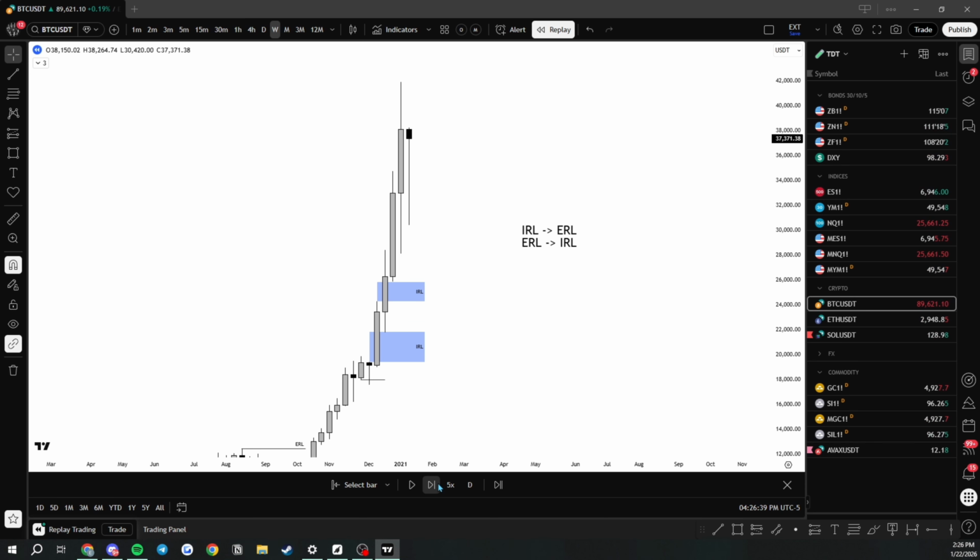So you can see we create an order block here. We'll talk more about that in a different session. Okay, so now we formed ERL. We took it out. I'm anticipating that price comes back into IRL. And then what, guys? Where does price go after this?